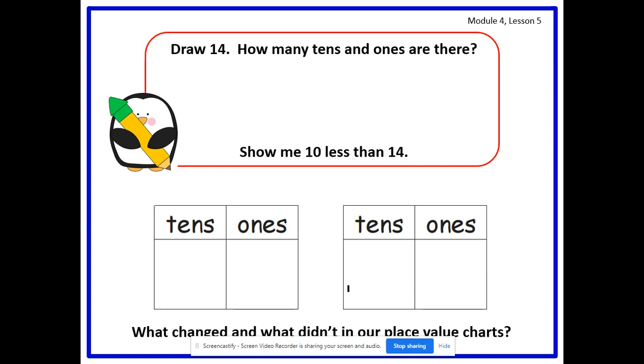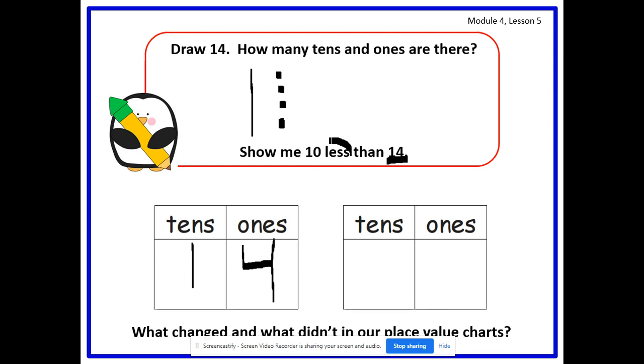Everyone, draw 14. Press play when ready. So here, let's see if your picture matches mine. I am drawing 1 10 and 4 1s. Now I'm going to read you what we're going to do. It says, show me 10 less than 14. Markers are still parked. What is our starting number? What number did we start with? Get ready. Yes, 14. So I'm going to underline that and put 14 in my place value chart. Now, what strategy are we using? Get ready.